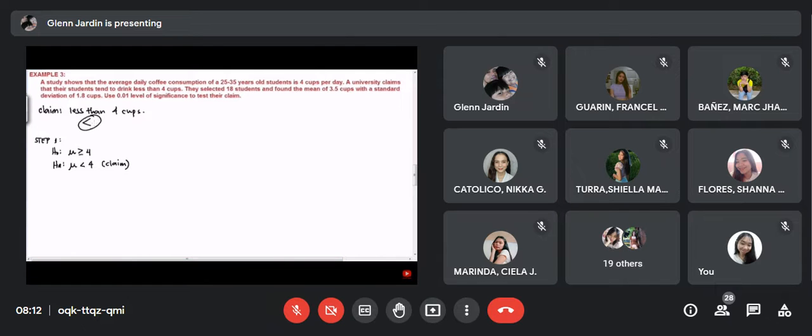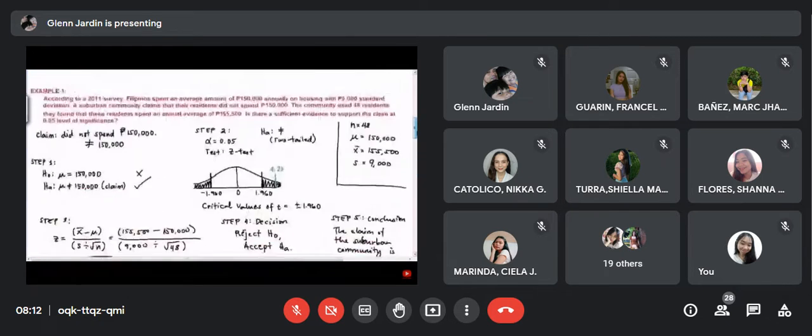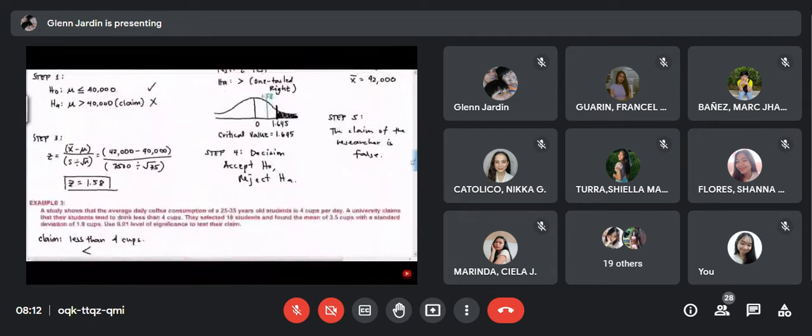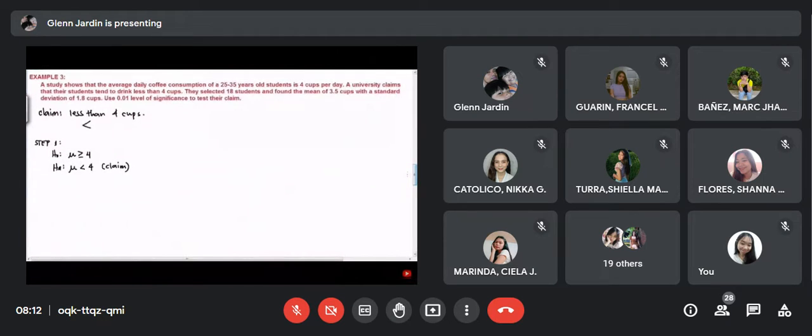Bakit nandyan yung less than? Kasi guys, lahat ng symbol, babalikan nyo to. Ito, ayan. So, ang HA, ito yung mga symbols ng HA. Not equal, less than, tsaka greater than. So, since yung ating claim ay, sabi niya, less than 4 cups, so ang claim natin ay nasa HA. Okay? Next one is step 2.